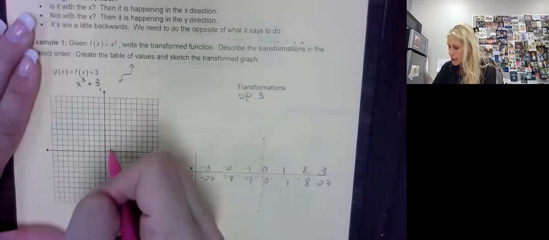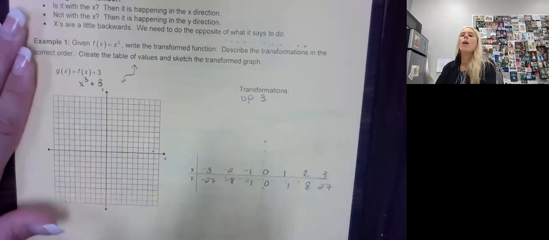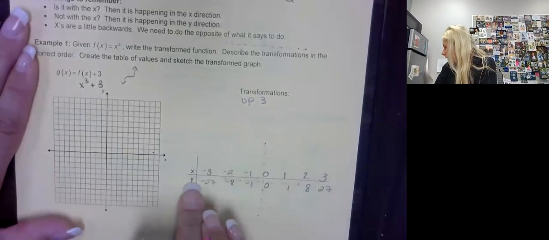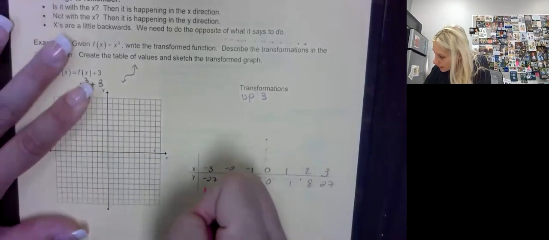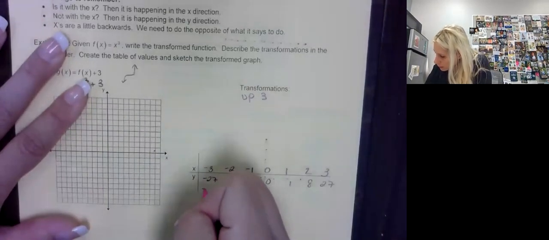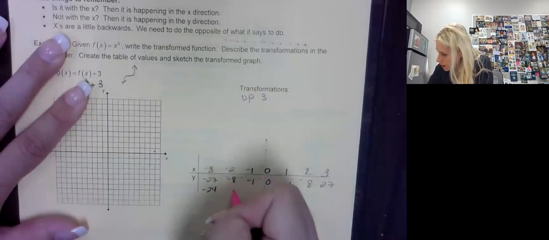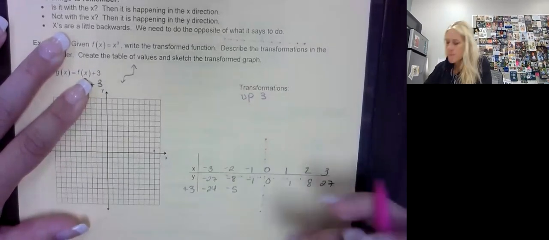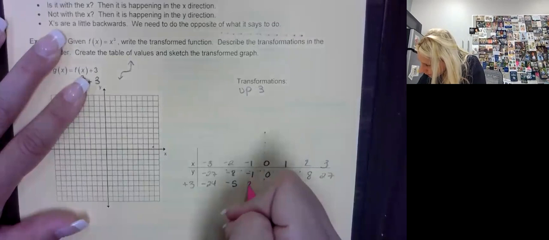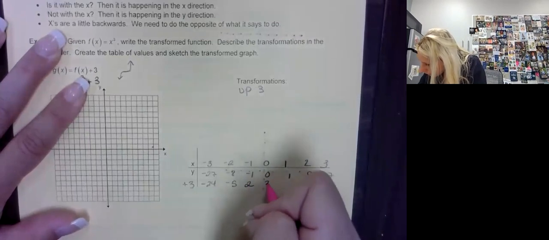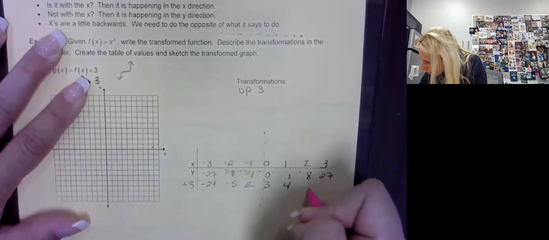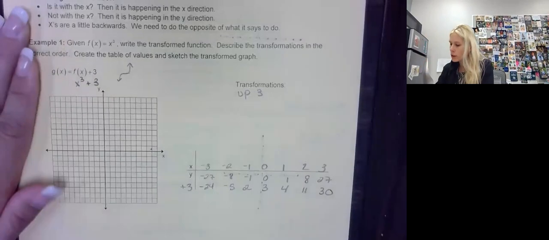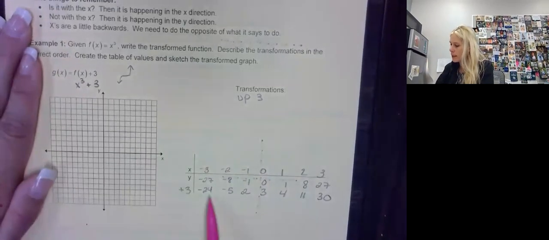So at the end, I should be able to look at my graph and say, yeah, it moved up. Remember, cubic starts here and it goes like this. Now, it's on the outside, like I said before. So outside, you do it to y. So we're going to add 3 to all of these. So this would be negative 24, negative 5, and let me put that plus 3, right? We're going to add 3. So that would be 2, 3, 4, 11, 30.